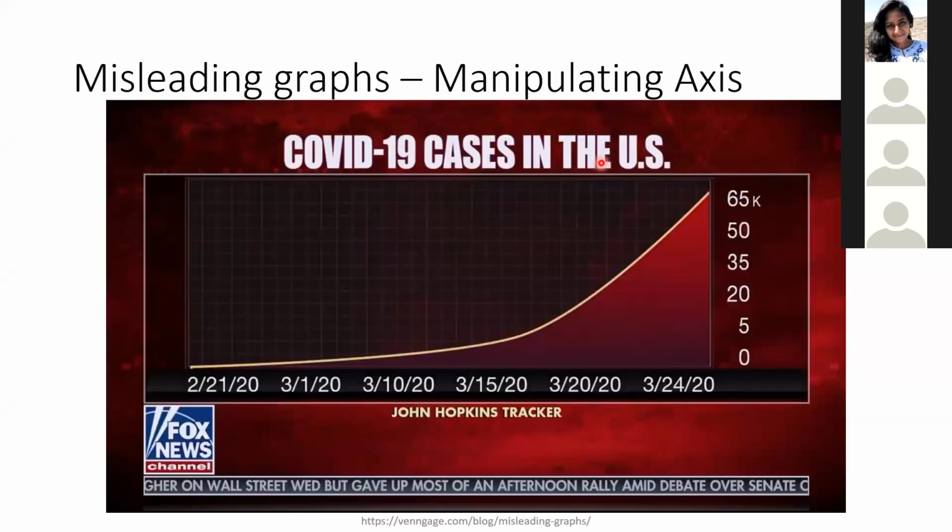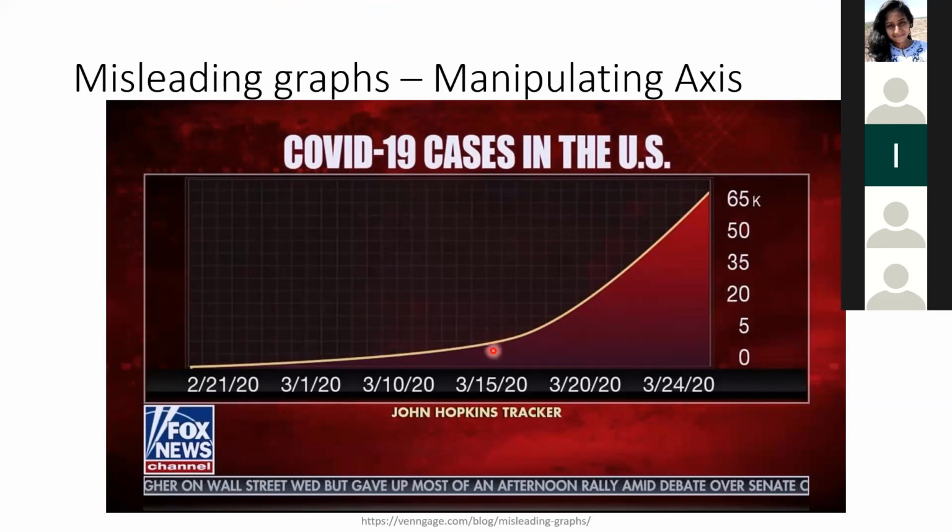So in this case, this is from Fox News, COVID-19 cases in the US, right? So what's wrong with this graph? Can anyone tell me? Is it a good graph? No, I think the time axis is wrong.